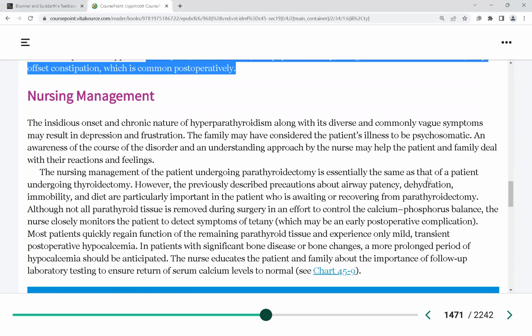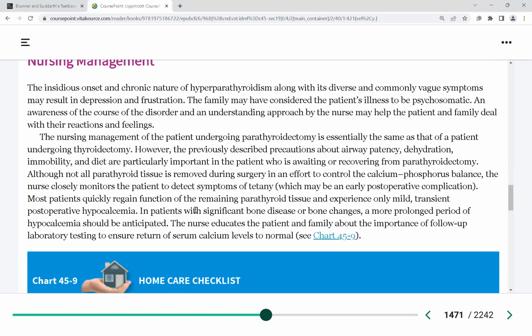The rest of the interventions are related to, yes, we promote activity, we promote mobility, but we also want to prevent falls, because if they fall, they will have what? Okay, they could sustain fractures.